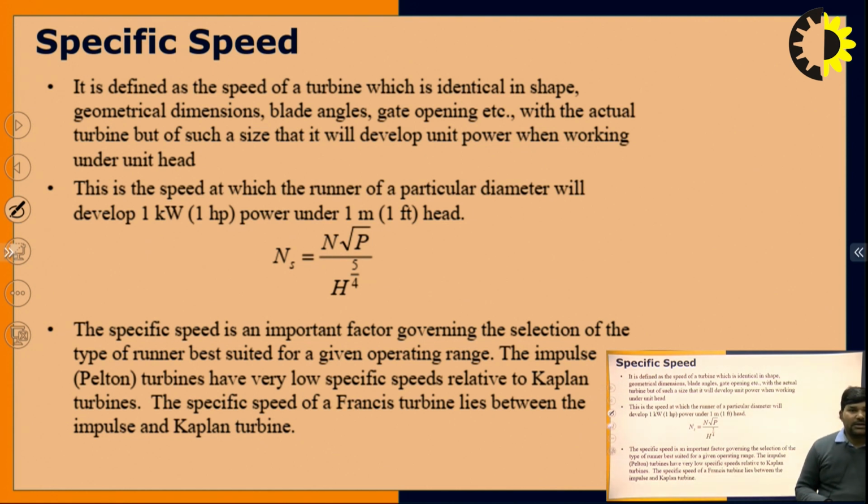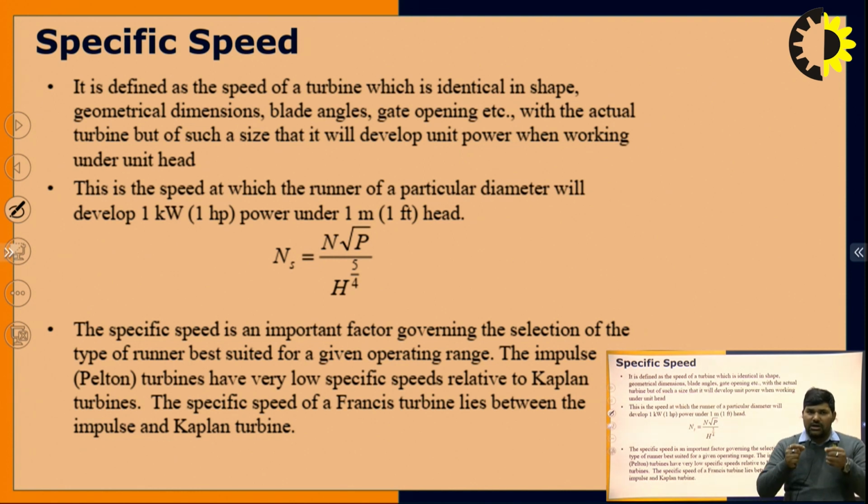Basically, one more point is the specific speed. The turbine is also classified on the basis of specific speed, and specific speed plays a vital role in the selection of the turbine. Specific speed is defined as the speed of a turbine which is identical in shape, geometrical dimensions, blade angles and gate opening with the actual turbine, but of such a size that it will develop unit power when working under unit head.